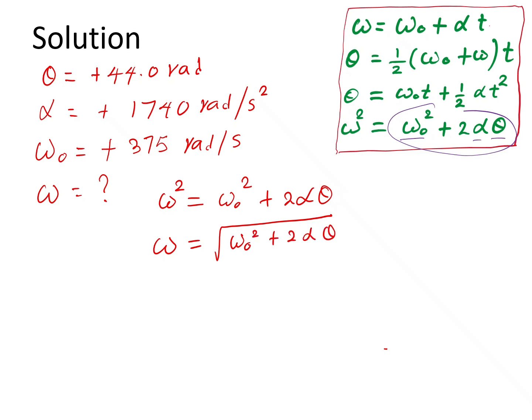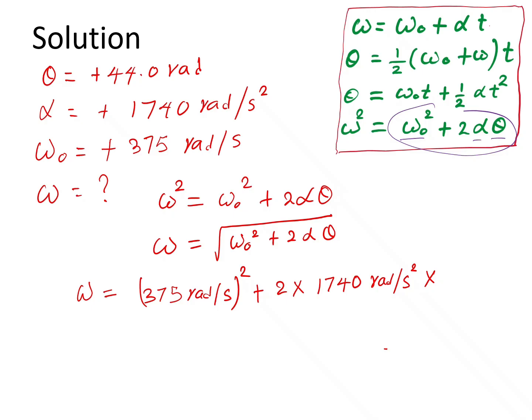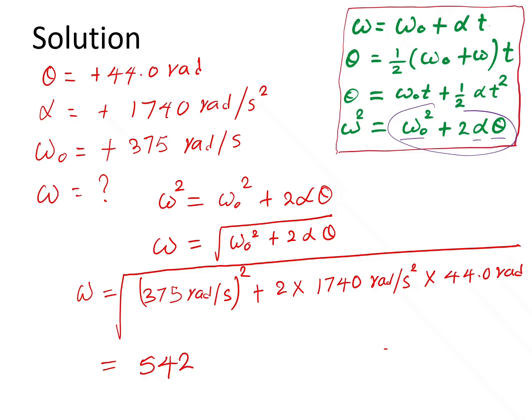And let's substitute the values. So omega equals the square root of the initial angular velocity 375 radians per second, squared, plus 2 times angular acceleration 1740 radians per second squared multiplied with the angular displacement 44 radians. And this equals 542 radians per second.